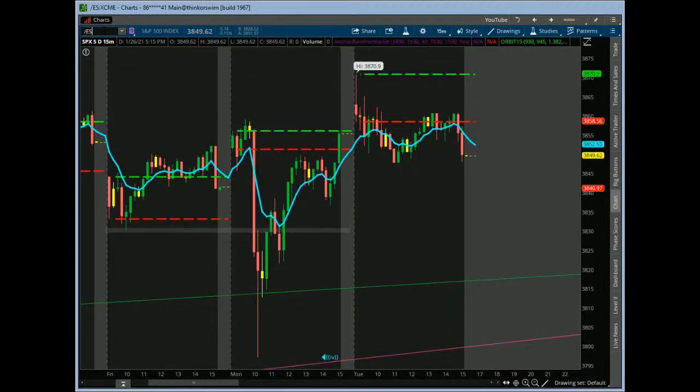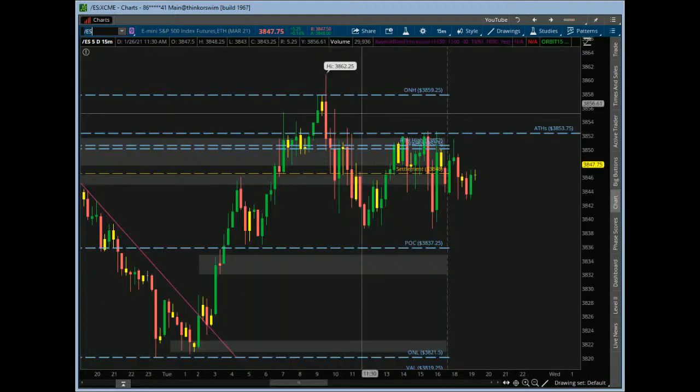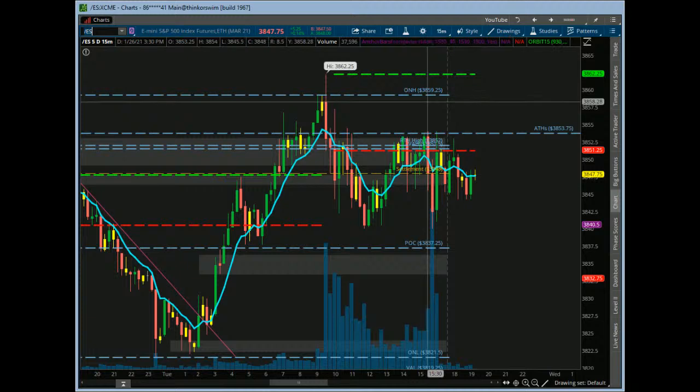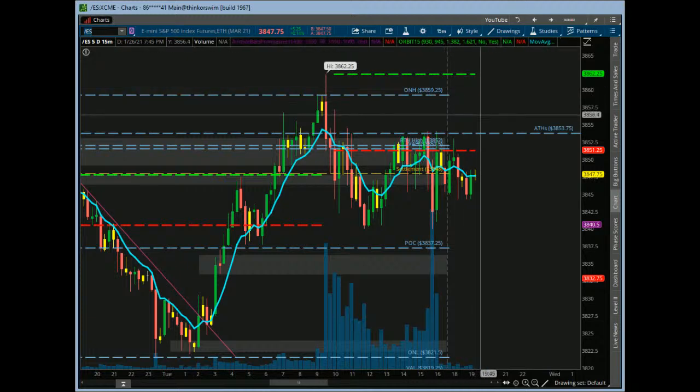Let's take a look at the S&P futures here, and you can see the levels that we provide to our members in the bubble report, and we also provide these screens with the levels built into them in Thinkorswim to our elite access members. So good stuff there, right?